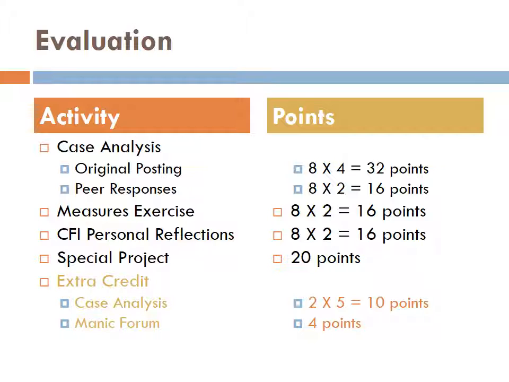In each unit after this first one, you will do an analysis of a case from the Brown and Barlow text, posting your original response on the Tuesday or Friday of the unit, and your peer responses by Wednesday or Saturday of the unit. You will also do a measures exercise with this case in each unit, and a personal reflection based on a domain of the cultural formulation interview. There is a special project due at the end of the course. There are 2 extra credit case analyses and a forum available for extra credit.